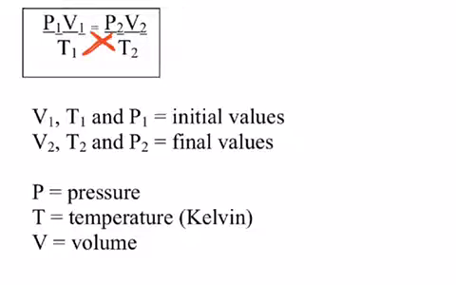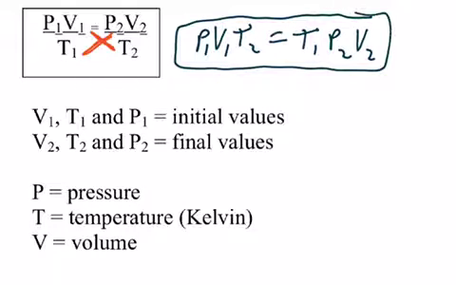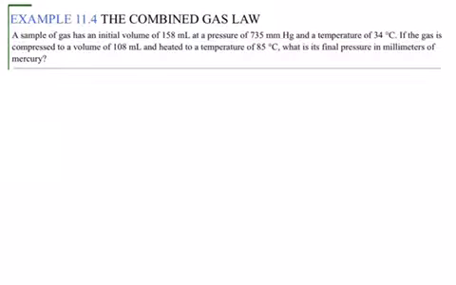If I cross multiply P1, V1, and T2, that would be equal to T1 times P2 times V2, and what I did is I got rid of fractions. I made this equation linear, and you're going to see this is a lot easier to manipulate algebraically than the original equation. So this is a great equation to use when solving a combined gas law problem. So let's take a look.